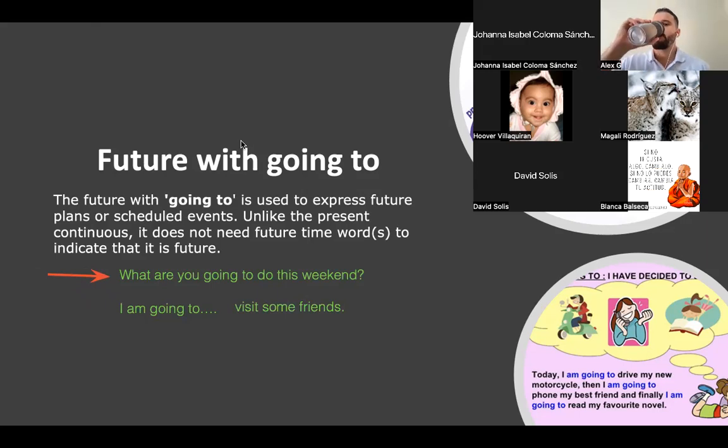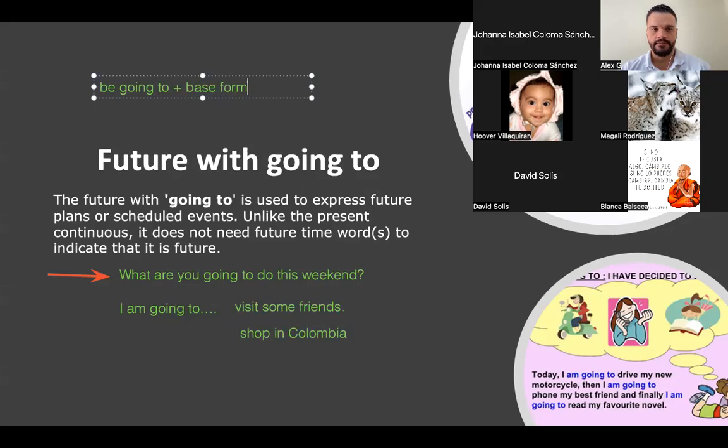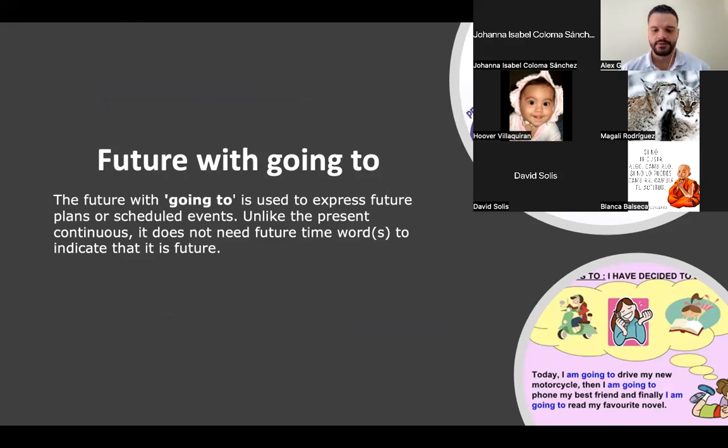I am going to shopping in Colombia. Wow, nice, David. Excellent. Guys, remember the regular form of the verb, right? It has to be shop. So we always use be going to plus base form of the verb, right? It has to be the base form, the regular form of the verb. Shop, visit, buy, sing, dance, rest, but always the base form of the verb, okay? Excellent job. Let's erase. Let's go to the next one.